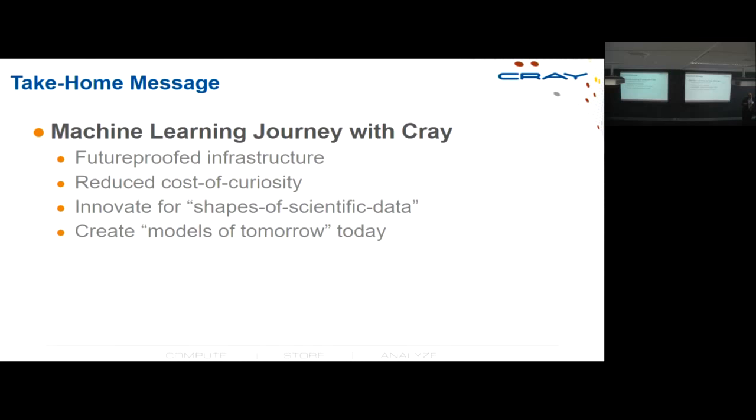Like I said, there's plenty of opportunity in science, especially on a Cray, with what we know beyond matrix data and beyond what we do with scientific data, to create new models of tomorrow that don't exist today and be creative about using those shapes of data. And we'd love to work with you guys on it. So with that, I'll thank you all again and appreciate the opportunity to speak to you guys. Looking forward to more conversations.